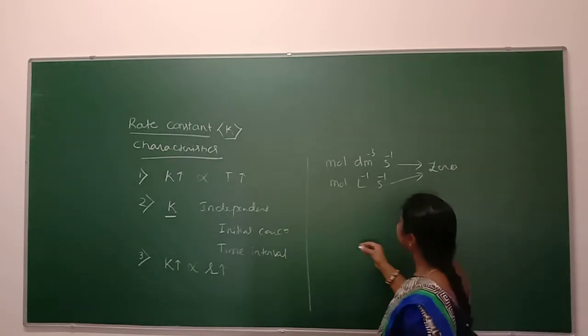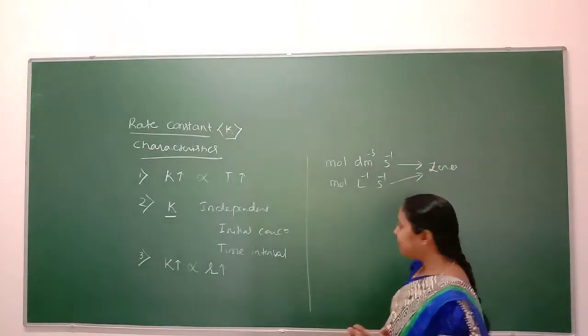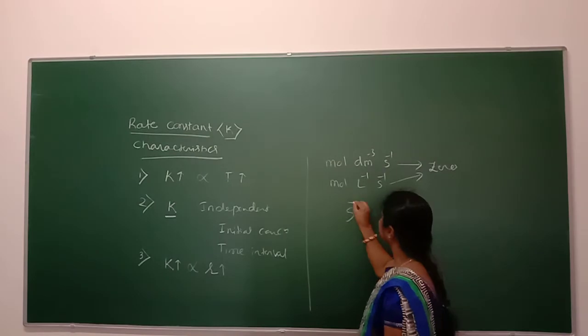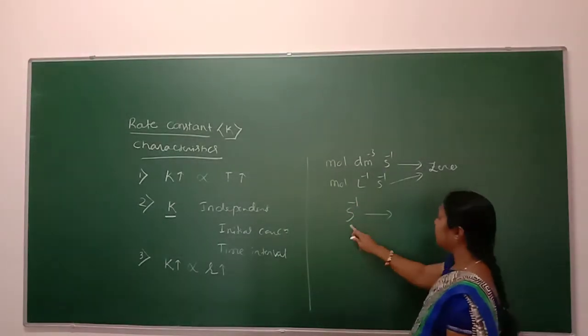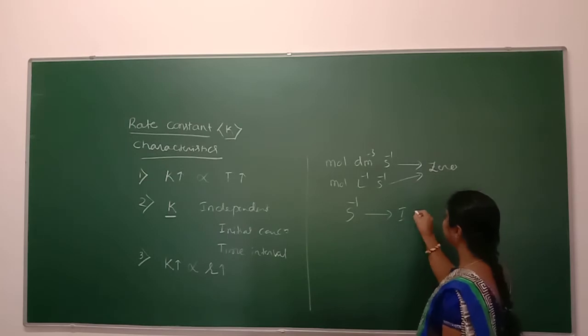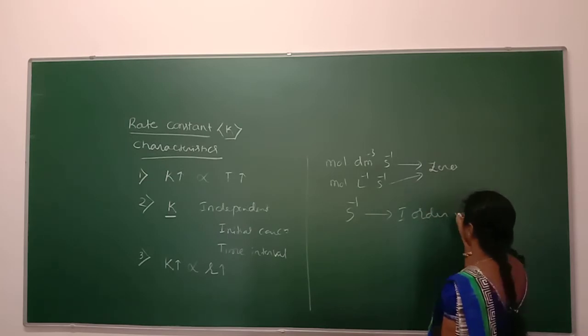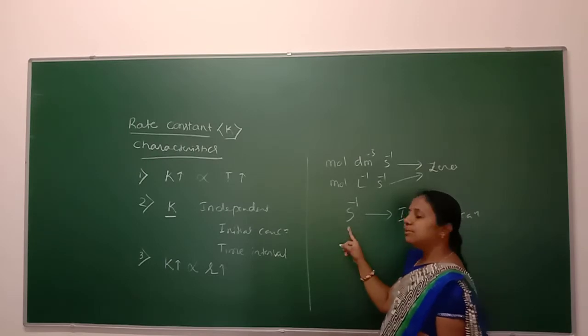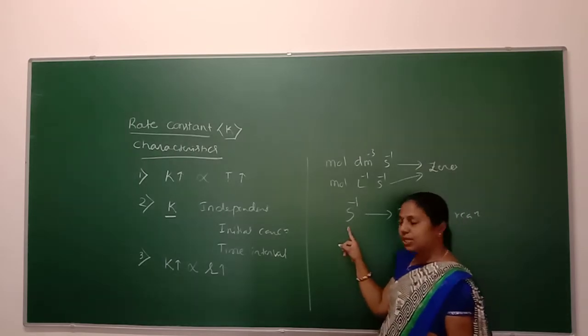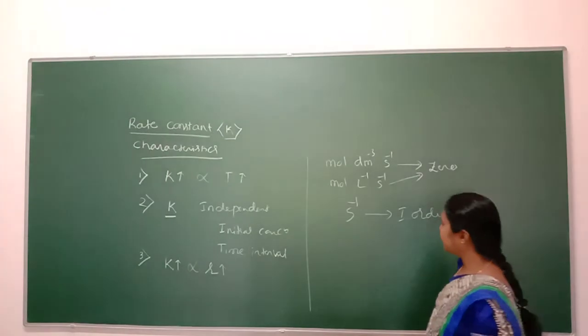And what is the unit of rate constant for a first order reaction? The unit of rate constant for a first order reaction is found to be per second. This is a first order reaction. So if the unit of rate constant is per second, we can classify the reaction as a first order reaction.